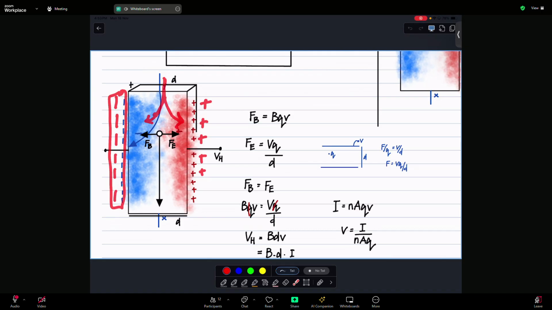And at one point, things will start to move around until it stabilizes, where the magnetic force that they're experiencing and the electric force they're experiencing are the same. And as a consequence, the electrons will start to move at normal path again. And this opposing force comes from the fact that there is a potential difference generated here.